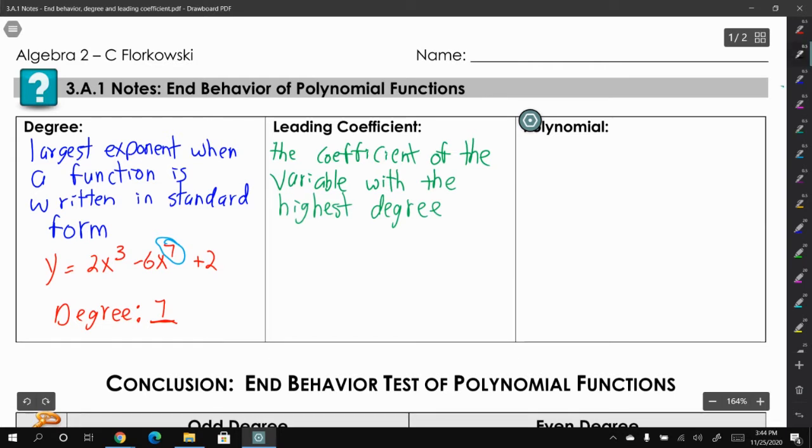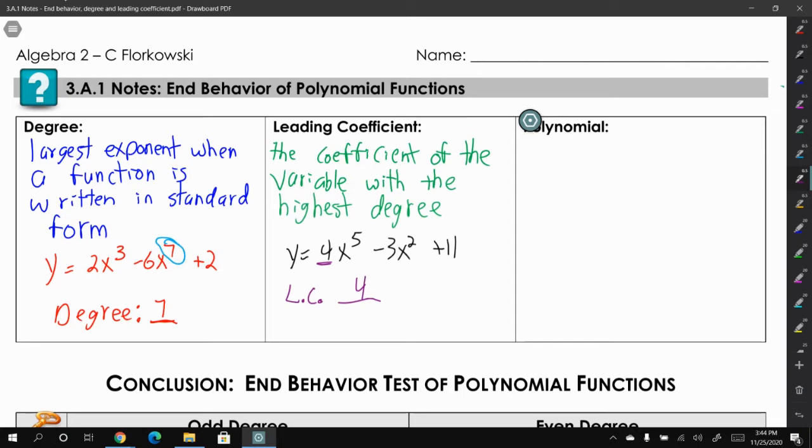So if we look at this function here, y equals 4x to the fifth minus 3x squared plus 11, my leading coefficient, or LC for short, would be 4. Not because it's the first coefficient, but because it's a coefficient of x to the fifth power, and that's my highest exponent, my highest degree. This is a fifth degree function because my highest exponent is 5 and my leading coefficient is 4.